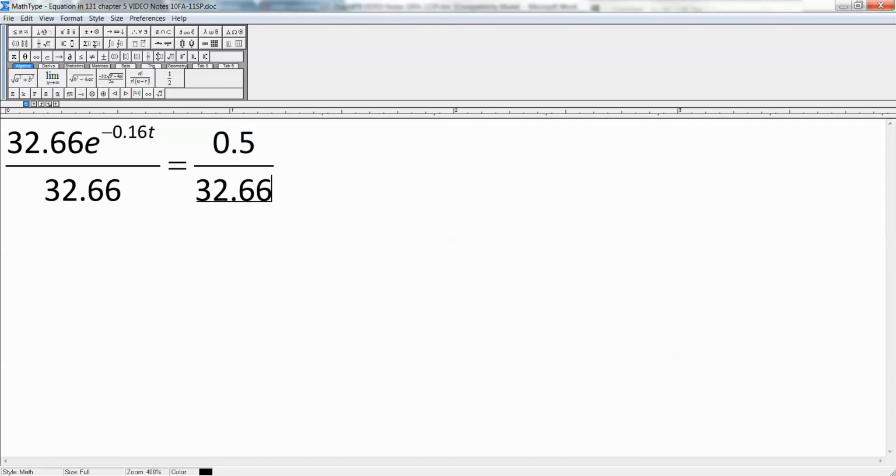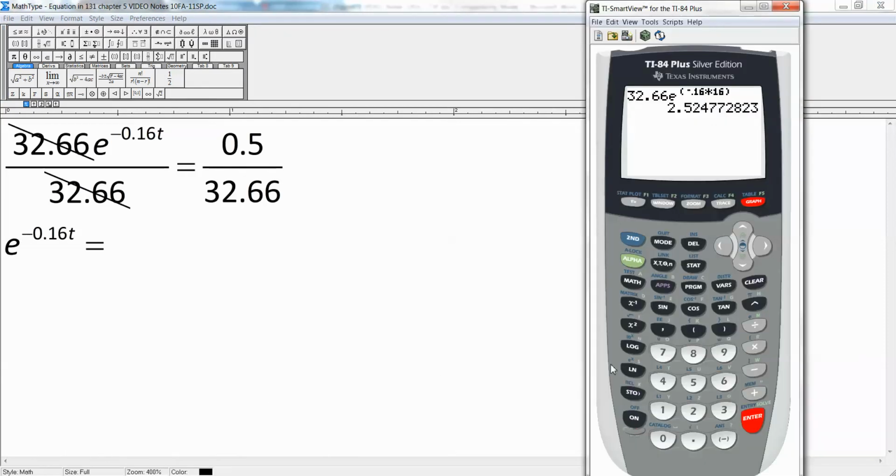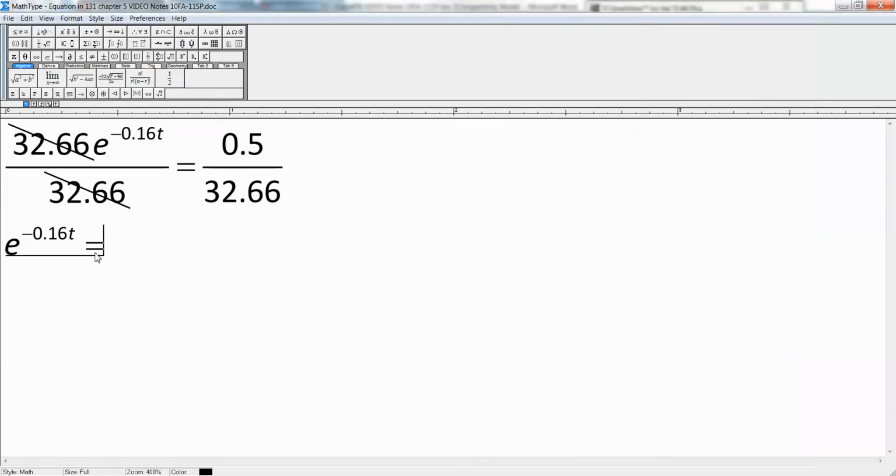So 32.66 comes out. There we go, this is gone. So that leaves me on the left-hand side e to the negative 0.16t is equal to whatever 0.5 over 32.66 is, 0.0153.